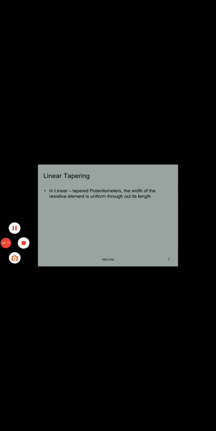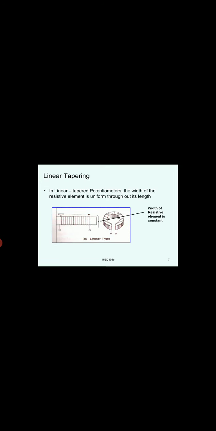So let us further see the linear tapering. In linear tapered potentiometers, the width of the resistive element is uniform throughout its length. That is what we mentioned in the previous slide as well. So the width of the resistive element is constant.